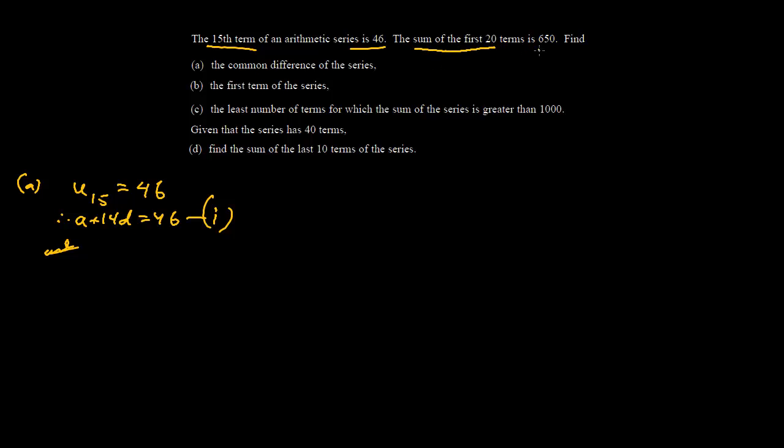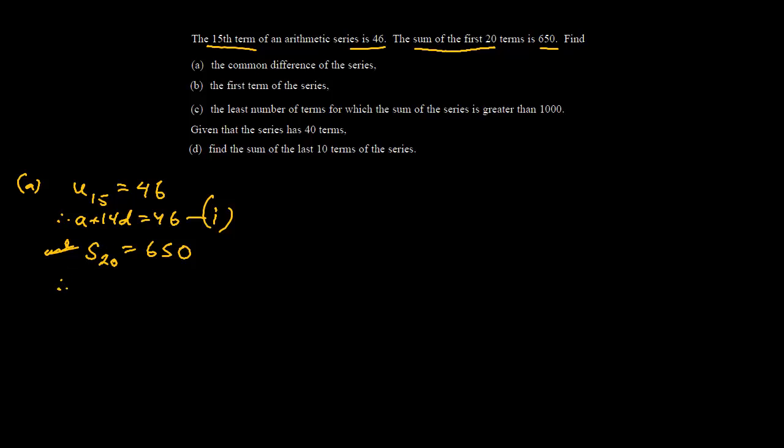So we have another question which is similar. Two simultaneous equations' information would be given. So the 15th term is 46. So question number A would be U15 equals 46. Therefore, A plus 14D would be equal to 46. This is equation 1. And the next information given is the sum of the first 20 terms is 650. That means S20 is 650.